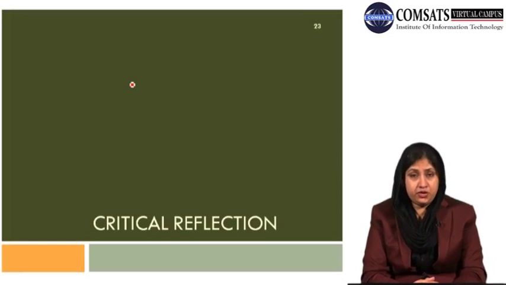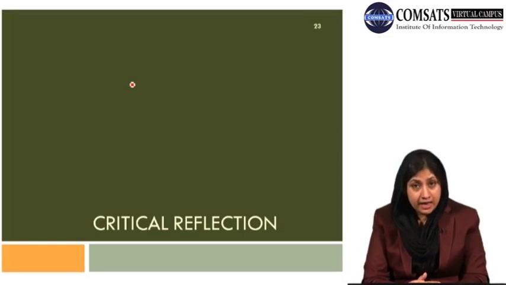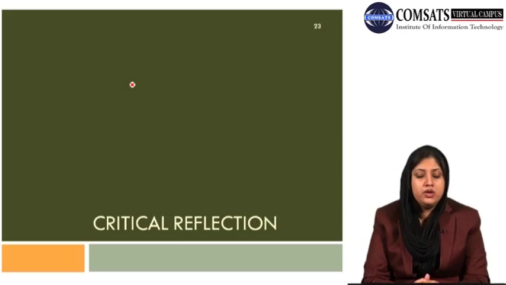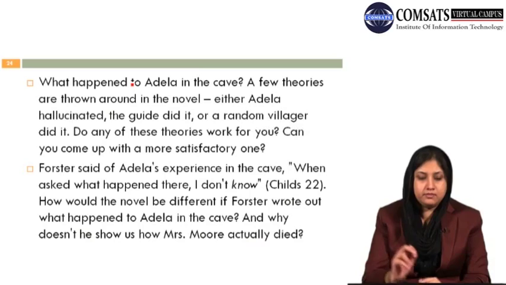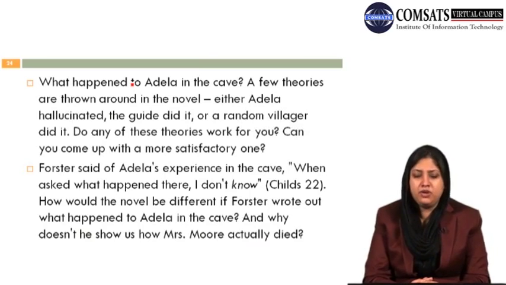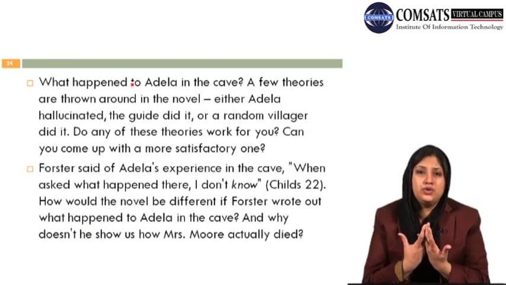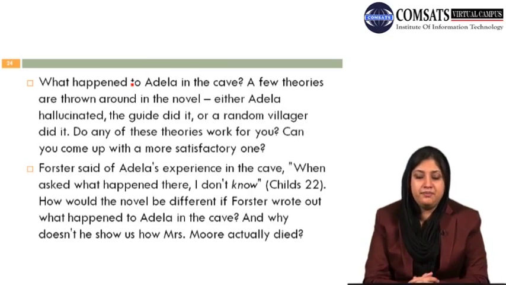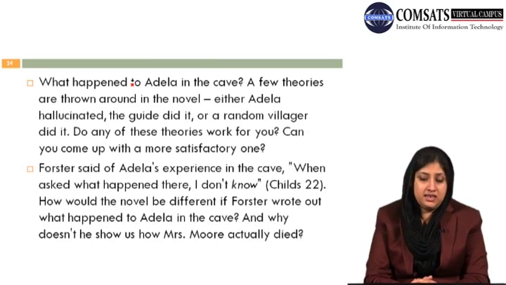So this was a discussion about different categories of symbols, imageries and allegories. Now what we are going to bring in our discussion is critical reflection. What happened to Adela in the cave? A few theories are thrown around in the novel, because this is the gist of the novel. This is what sets the mood of the entire story. Either Adela hallucinated, the guide did it, or a random villager did it.